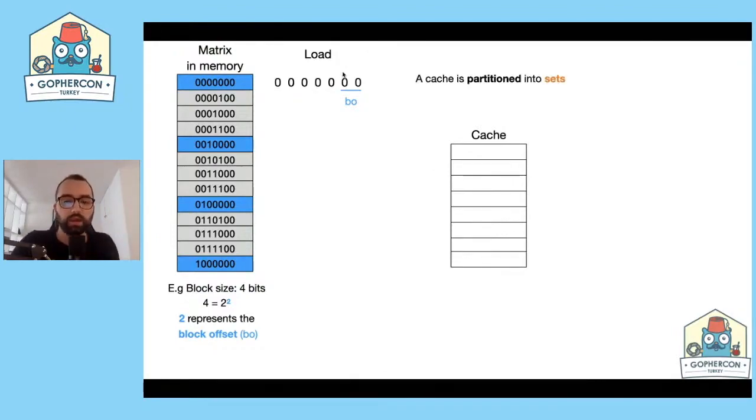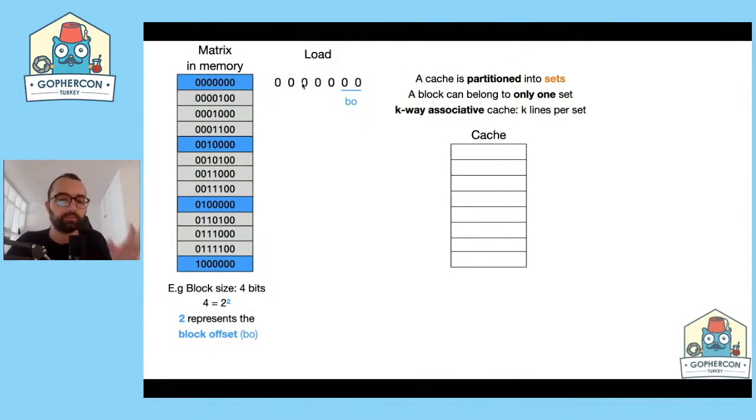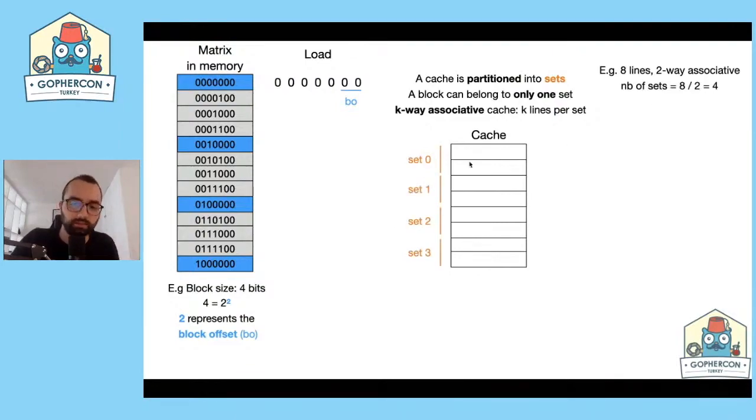So let's move on. With this way of organizing the cache, a cache is partitioned into what we call sets. And a memory location which represents a block can belong to only one set. And that's what we call, instead of a fully associative cache, a k-way associative cache, meaning that we have k lines per set. So in this example, we have 8 lines. We assume a 2-way associative cache. So we can easily compute the number of sets by doing a simple division. Here in this example, we have 4 sets. Why 4? Again, because we have 2 lines per set, because it's a 2-way associative cache, right? And 4 is equal to 2 power 2. So this little guy here represents what we call the set index.